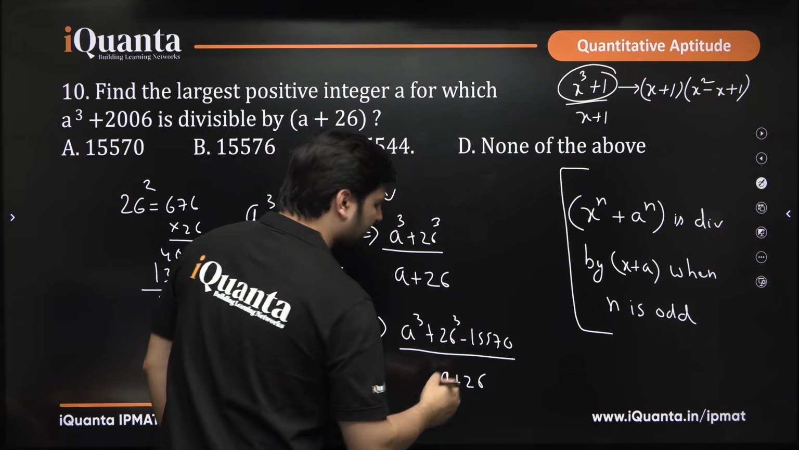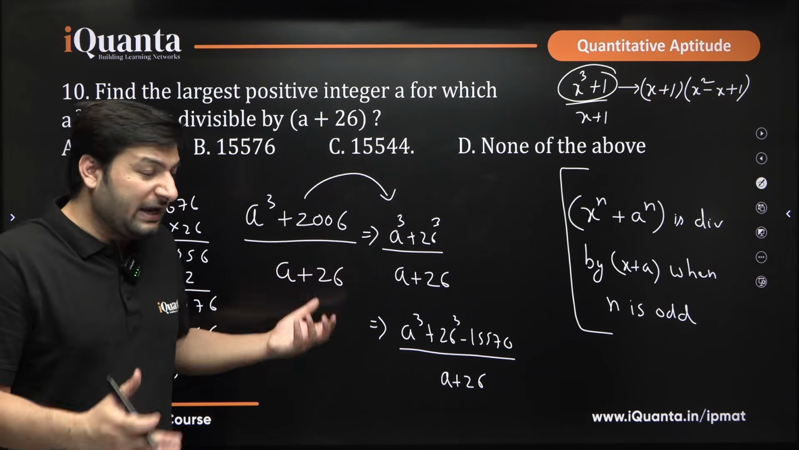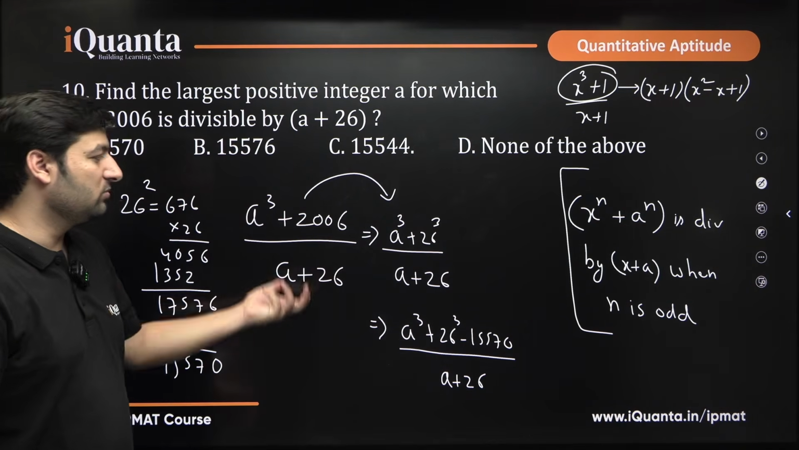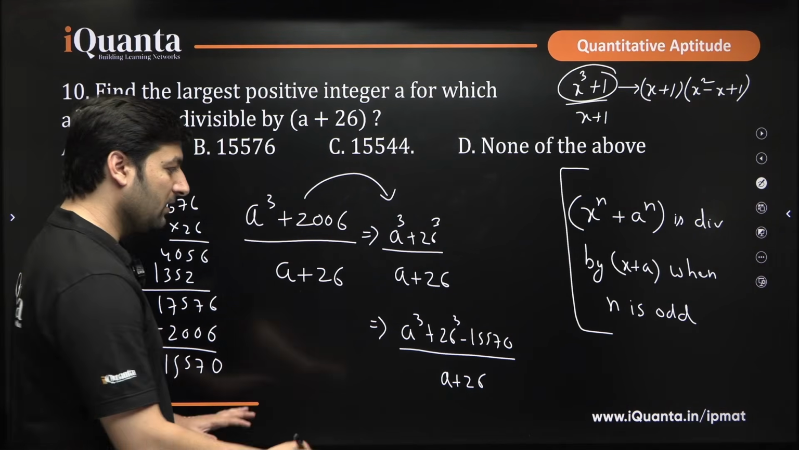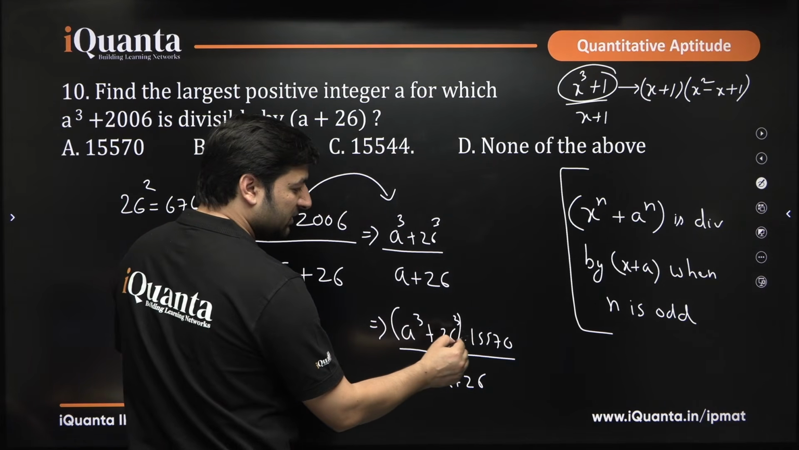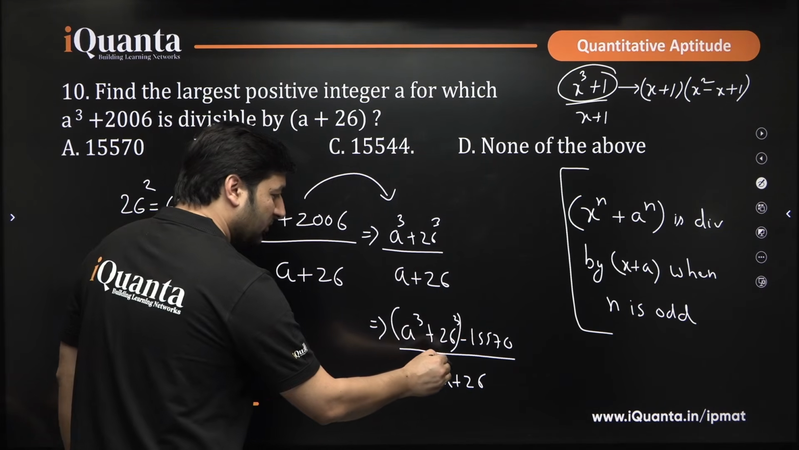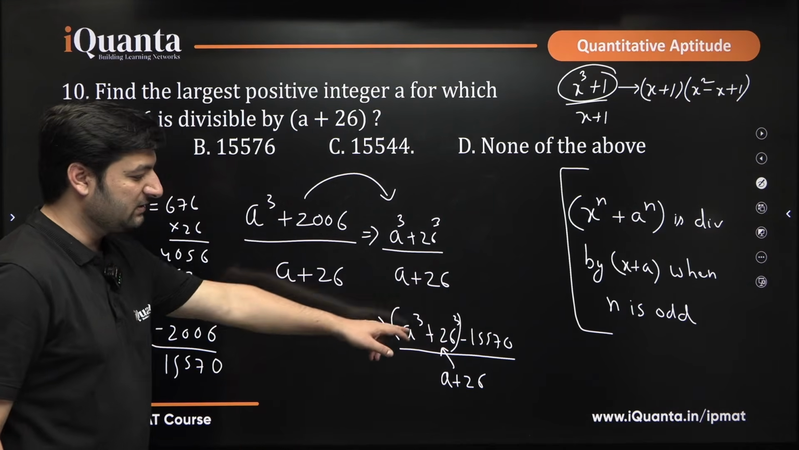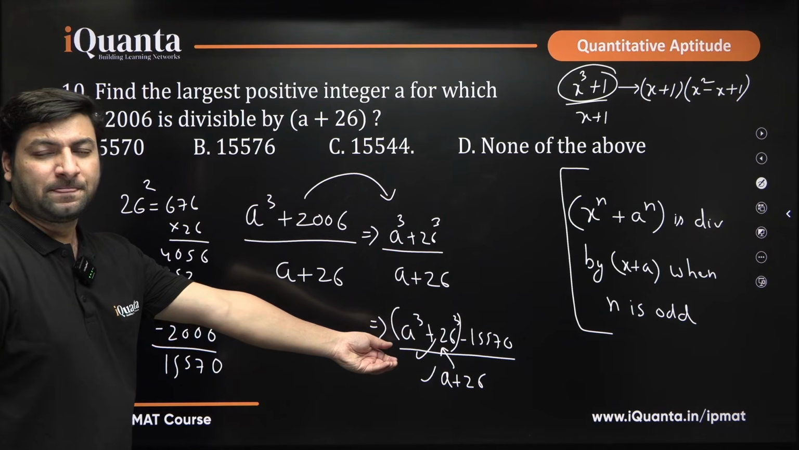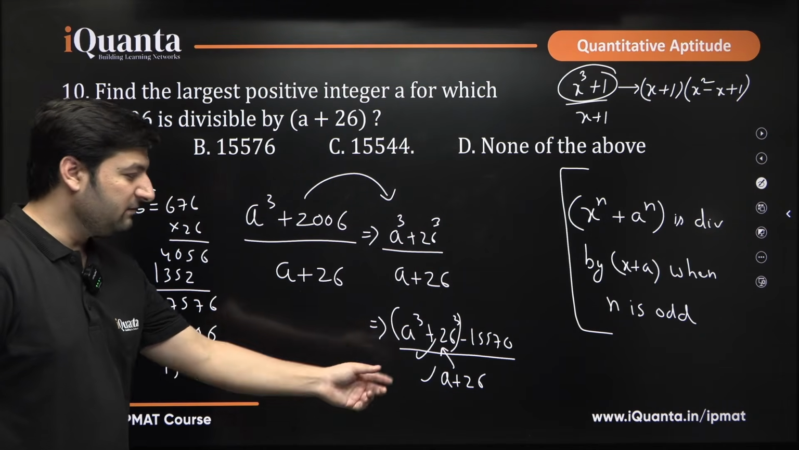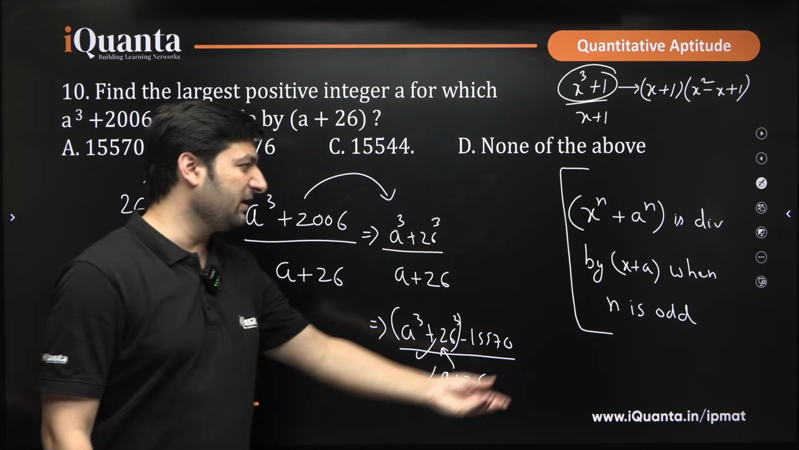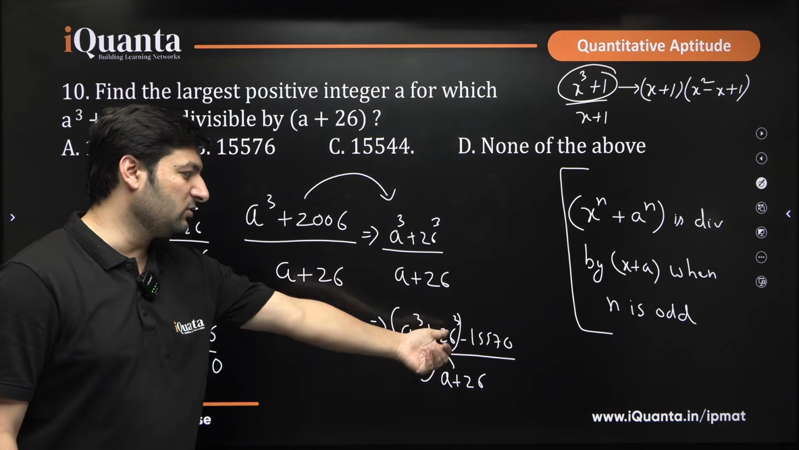Now I have done something where I can say that this numerator is equal to this numerator, and this denominator is equal to this denominator. So the question is in its original form, yes or no. I now know that I have these two parts in the numerator and this one in the denominator. I know that this denominator is going to divide this for sure. So if this is divisible, there will be some integer value when this is divided by a plus 26, because x to the power n plus a to the power n is divisible by x plus a when n is odd.